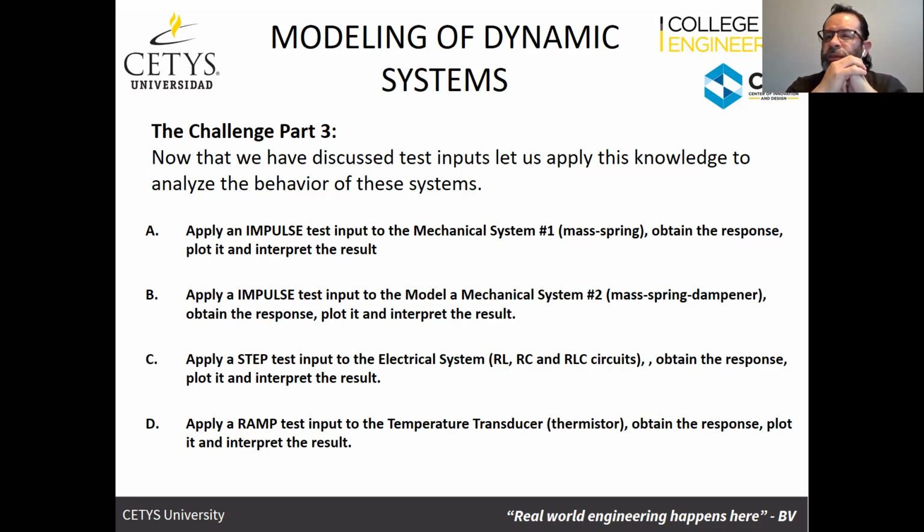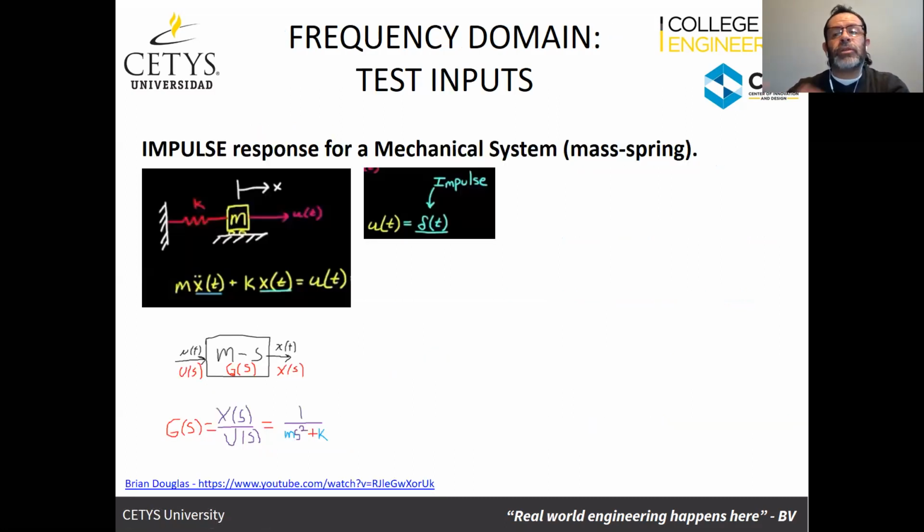And we had also talked about the temperature transducer, and we'd gotten to a point in the temperature transducer where we have the mathematical model, but getting to a transfer function was a bit difficult. And we're going to circle back to that one in a bit. But let's talk about the impulse and how we could apply an impulse to the mechanical systems and see what happens. Let's do a refresher.